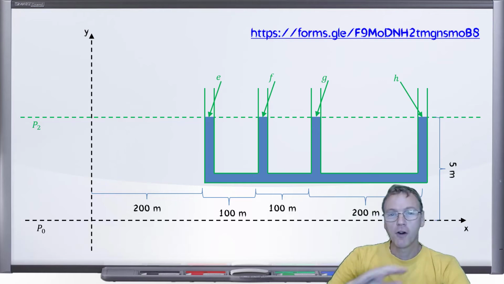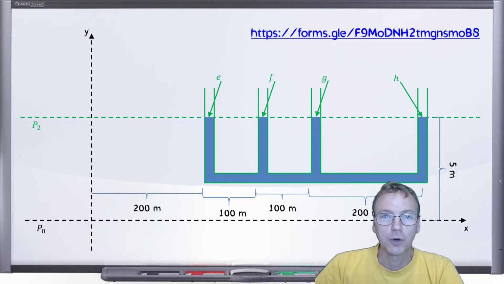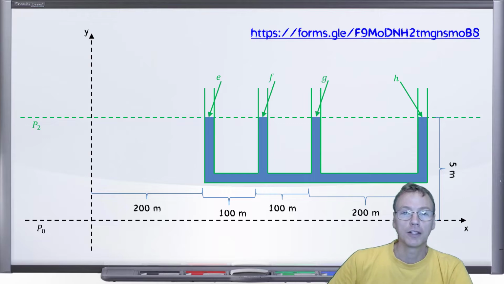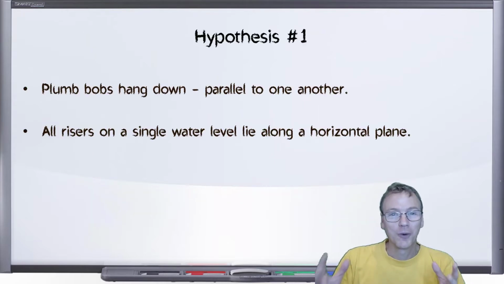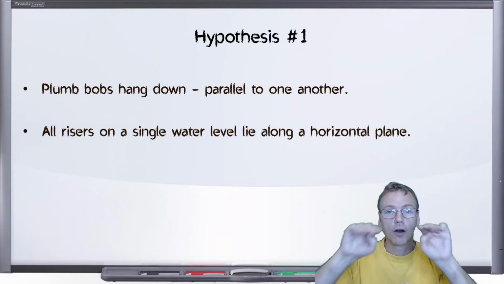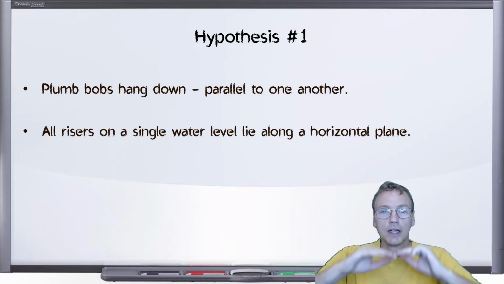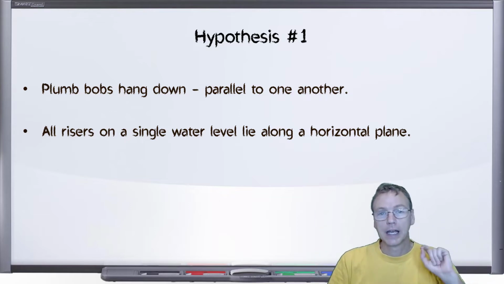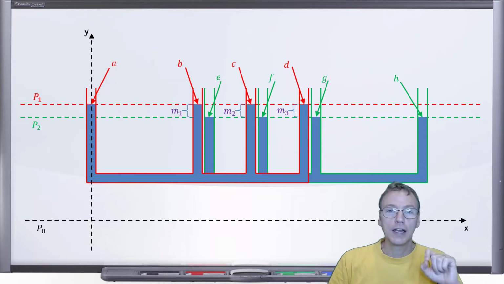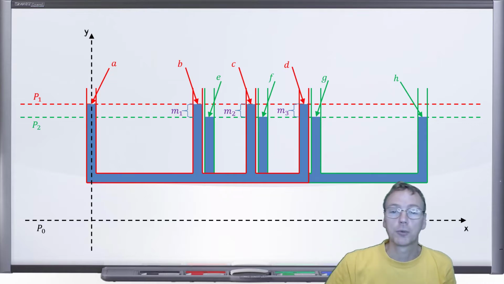If you filled out that form and you've provided these 4 locations, you're ready to move on to the next set. We are still working with hypothesis number 1, where all the risers on a water level lie on a horizontal plane. And now we are ready to go into those final predictions.